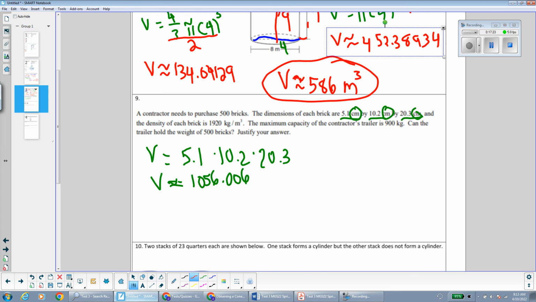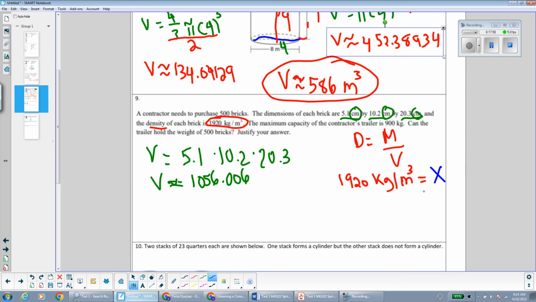So now I need to find out the weight of the brick so I can find out if the trailer can hold all the bricks. First, I need the weight of one brick, then I can find out the weight of 500 bricks. So they give us the density of each brick. And I know that density is equal to mass over volume. So I have the density. It's 1920 kilograms per meter cubed. And I want to figure out what the weight is, what the mass is.